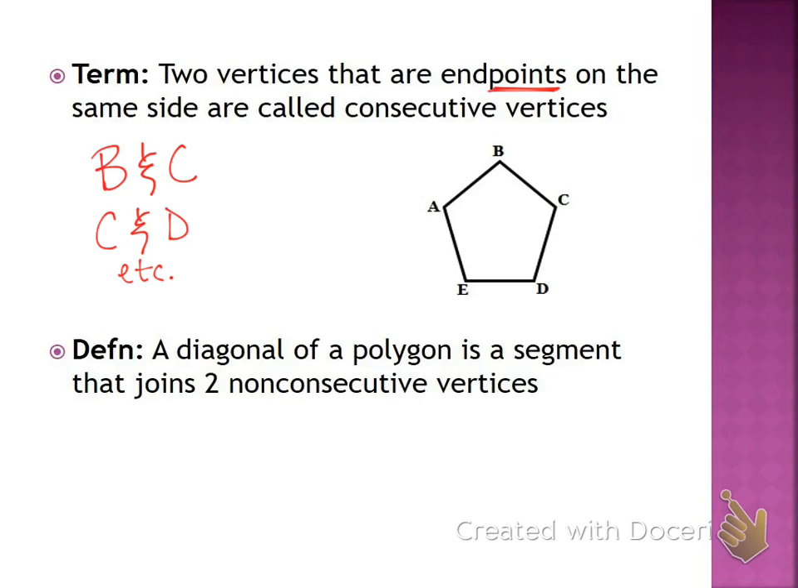A diagonal of a polygon is a segment that joins two non-consecutive vertices. So when you're naming diagonals, you're naming segments. So what would be a diagonal of this pentagon?